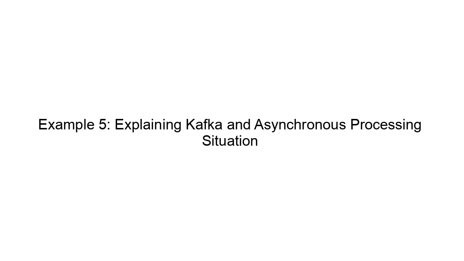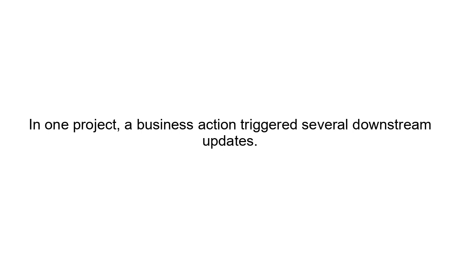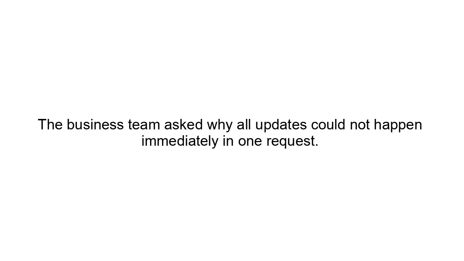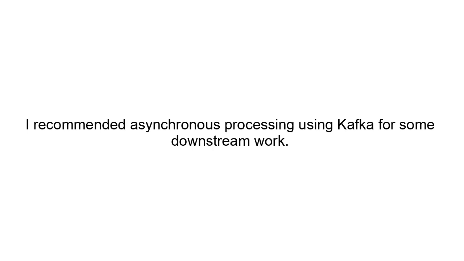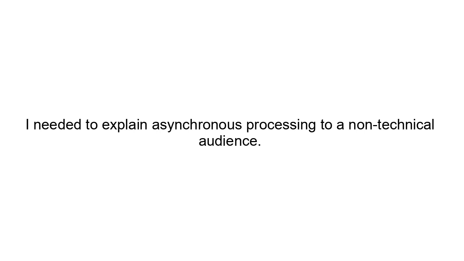Example 5. Explaining Kafka and asynchronous processing. Situation: In one project, a business action triggered several downstream updates. The business team asked why all updates could not happen immediately in one request. I recommended asynchronous processing using Kafka for some downstream work. Task: I needed to explain asynchronous processing to a non-technical audience.